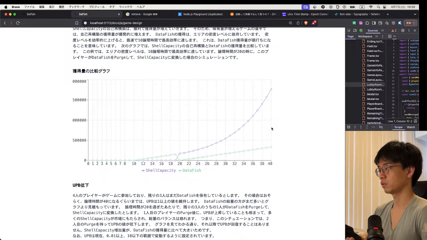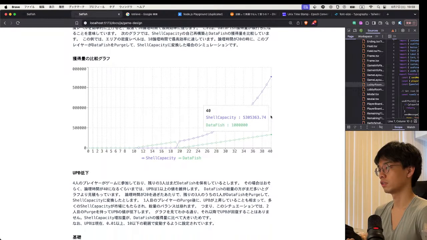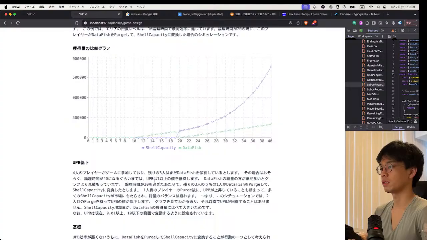So simply 3 times this value, 1, 2, 3. So the total amount of data fish is larger than the total amount of shell capacity. So in this case, UPB keeps over 1. UPB is larger than 1.